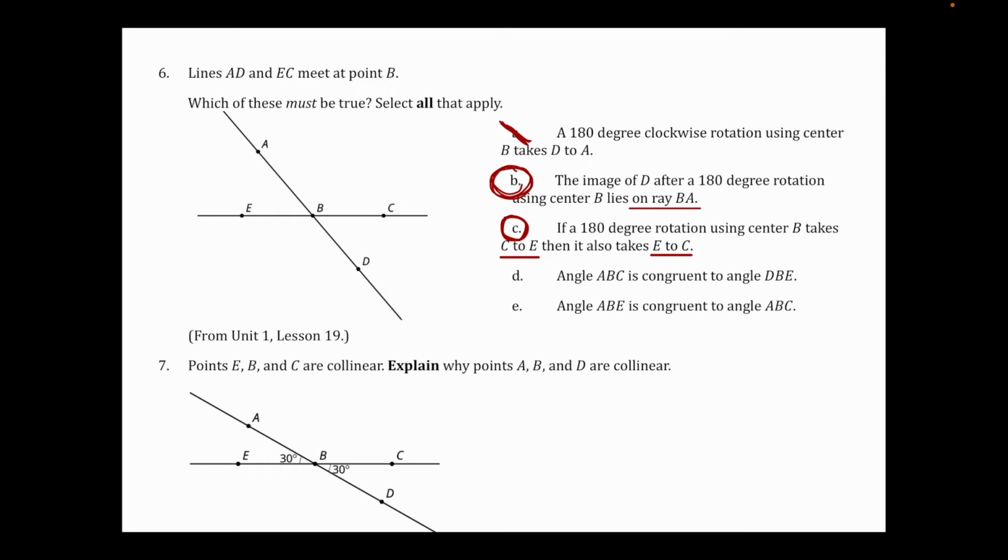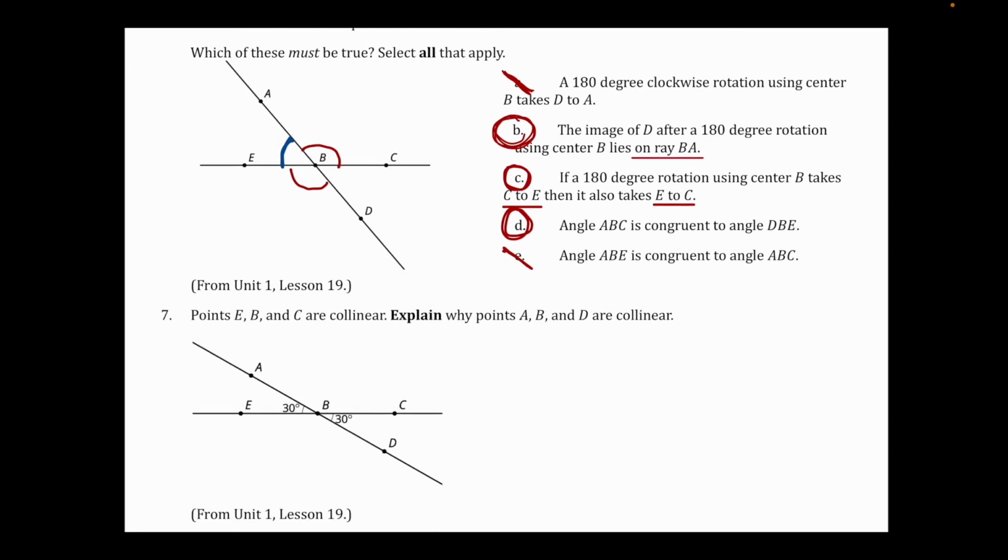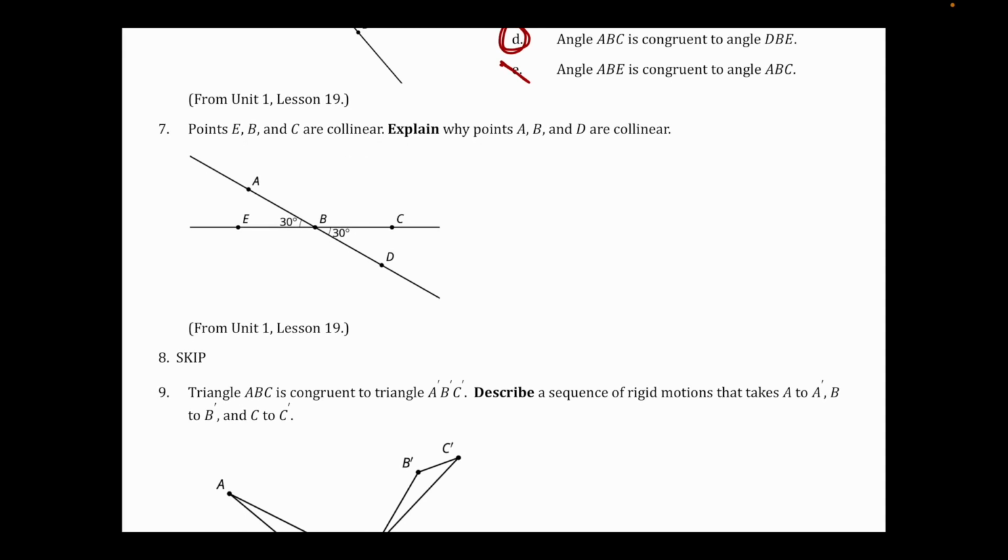Okay, and then we have ABC congruent to DBE. So that's ABC and DBE. I agree. Those are vertical angles. Now, the next one is to say that ABE is congruent to ABC. And that's not true because this is ABE right here. And that is not congruent to ABC, which is this angle. So, not true for that one. Okay. Points E, B, and C are collinear.